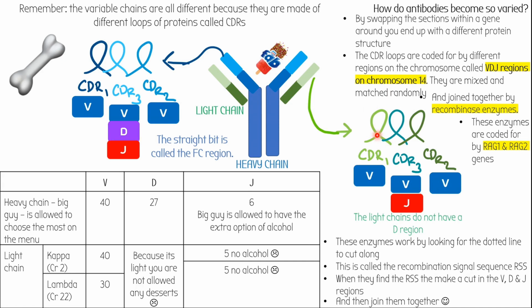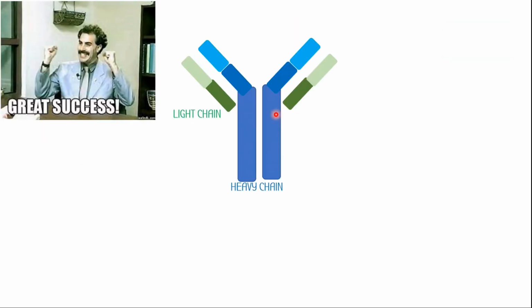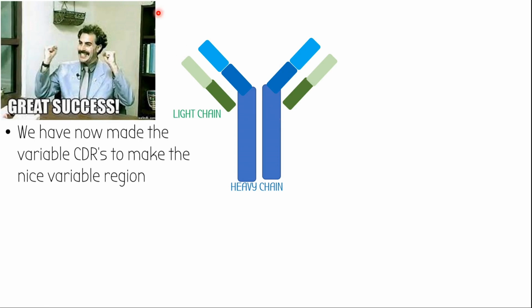And then the heavy chain will also be coded for by a different VDJ recombination in chromosome 14, and therefore we're going to get loads of possibilities of things that can be variable. These fit together, and we've now got a really specific shape to an antigen that could by chance happen to fit into it. Okay, so we've now made the variable CDRs to make that variable region, which is essentially what we've done with the VDJ recombination.